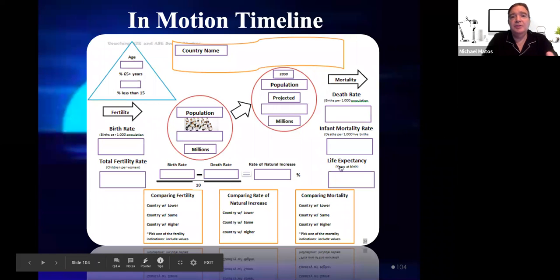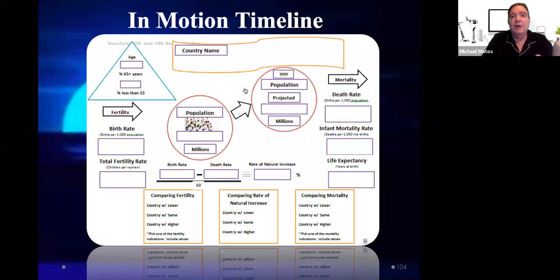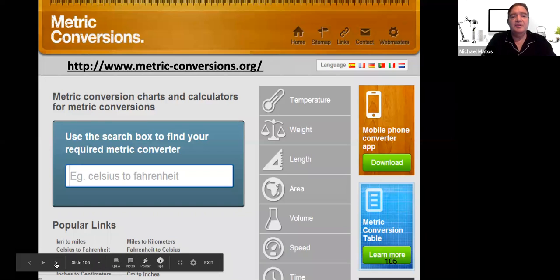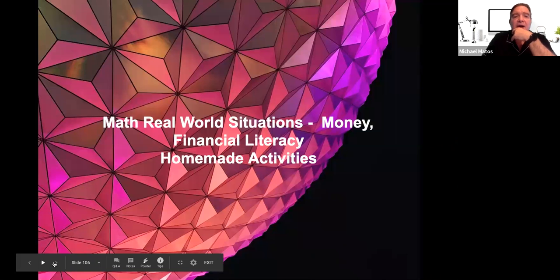Timelines, great to use timelines. I created this timeline with a page that covers civilization, fertility, mortality, and some other population growth, population projections. A little more advanced, and this was for a very advanced class that I had. And then just some websites that deal with this, obviously metric conversions and so on.